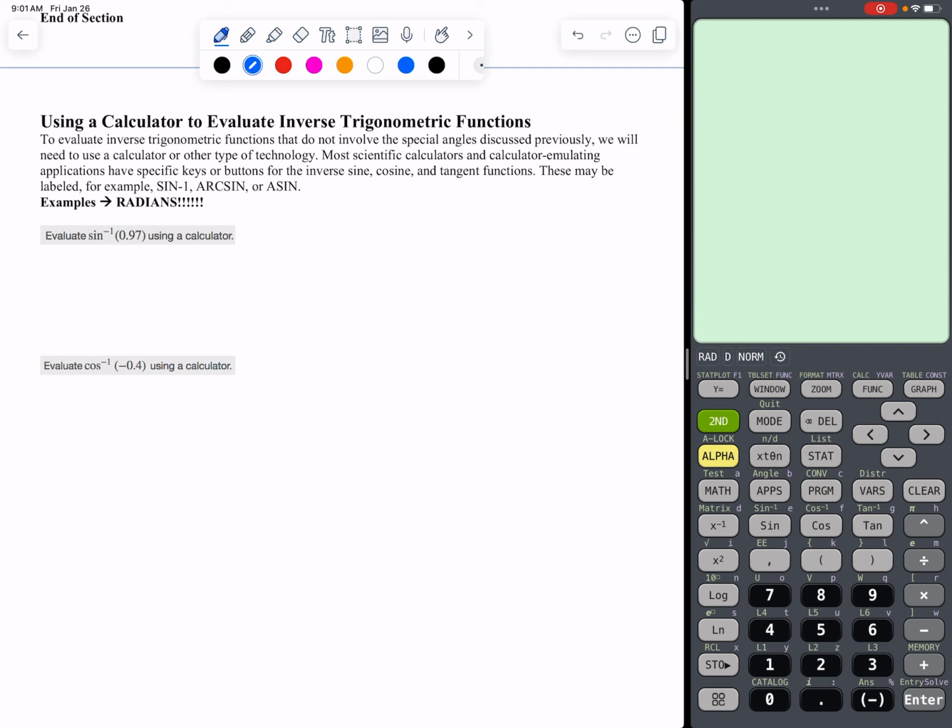In this video, we'll do a quick explanation of how to use a calculator to evaluate inverse trig functions. In these examples, we will be using radians, so make sure your calculator is in the right mode.